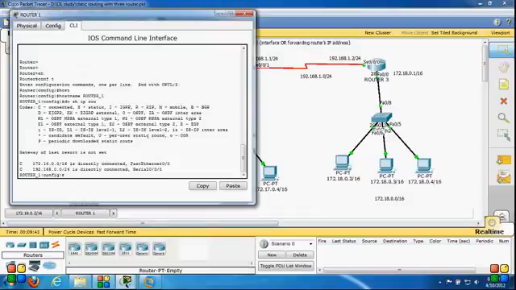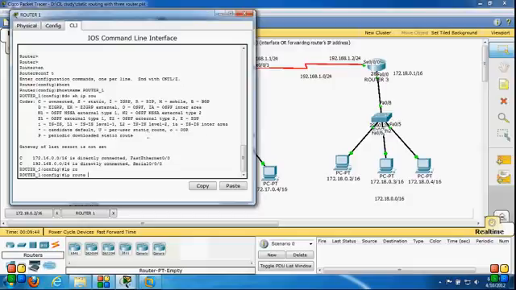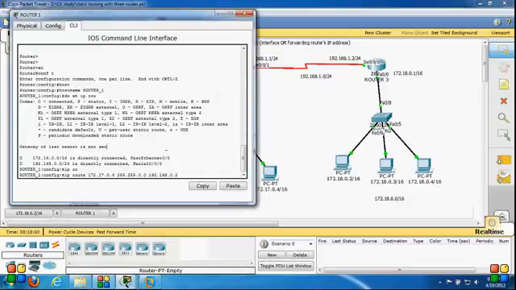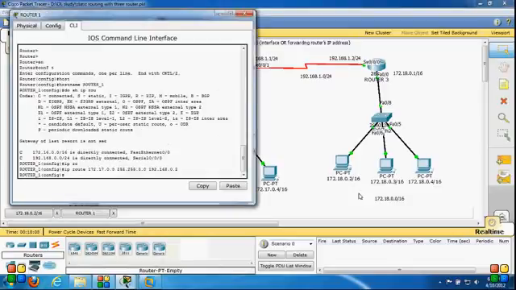So here is how we configure IP route. My destination network is 172.17.0.0 and subnet mask is 255.255.0.0, and next hop IP address is 192.168.0.2, which is the serial 0/0/0 interface on router 2. So let's hit enter, and now again I have to configure one more static entry regarding this network 172.18.0.0.